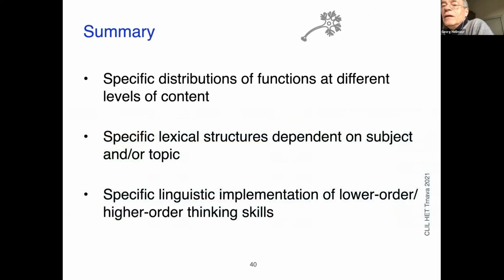So specific lexical structures are also dependent on the subject, as might be expected, and specific linguistic implementations are also interesting, especially when it comes to lower order thinking skills and higher order thinking skills. That is the Bloom's approach. And this is something which can also help in producing materials that are useful and effective in a classroom situation.